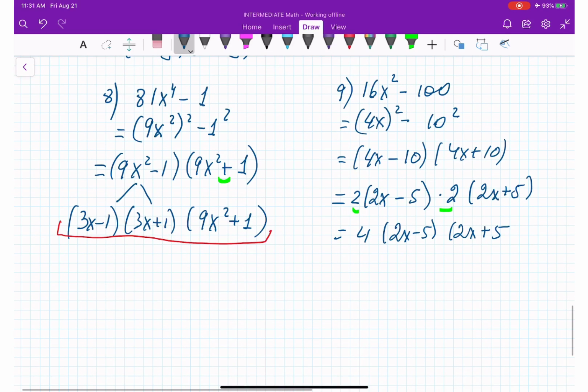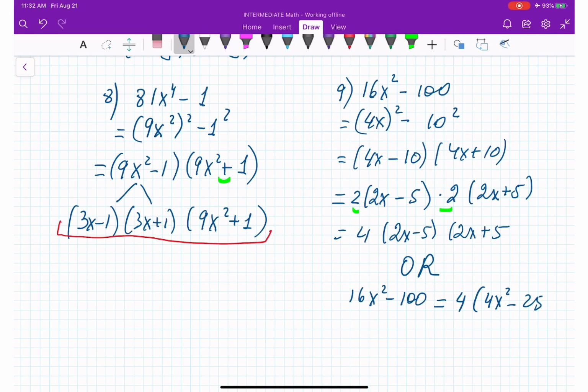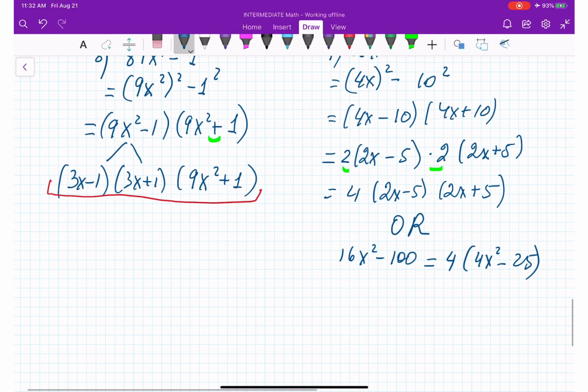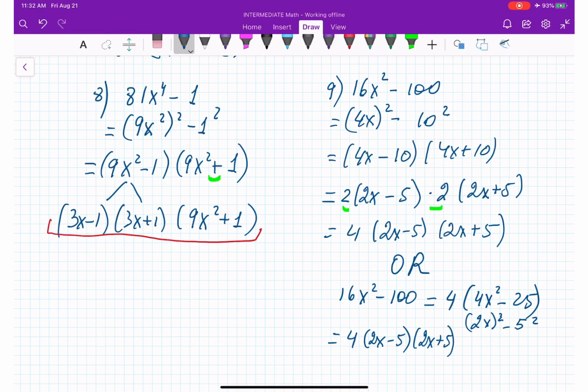Or this 16x squared minus 100, I can from the very beginning take 4 out, and I will get 4 times 4x squared minus 25. Yes? And if I break it down, 4x squared would be (2x) to power 2, right? And minus 25 is 5 squared, which would be equal to 2x minus 5 and 2x plus 5. So either way is fine, whichever you prefer. Okay.